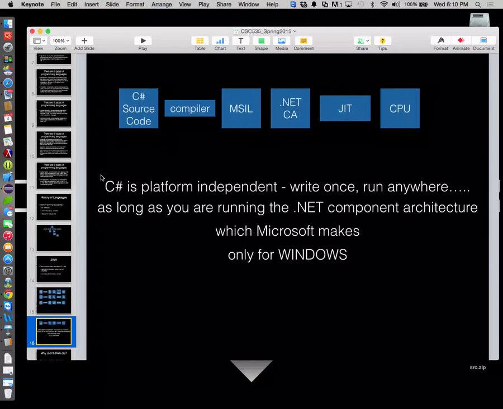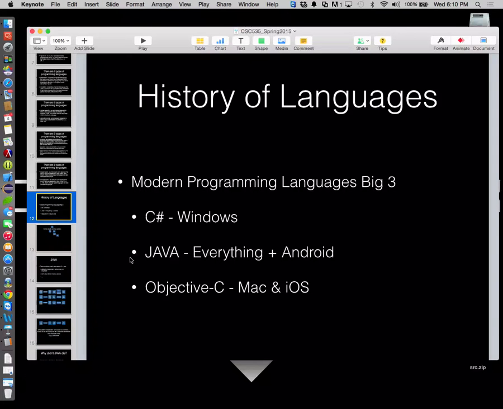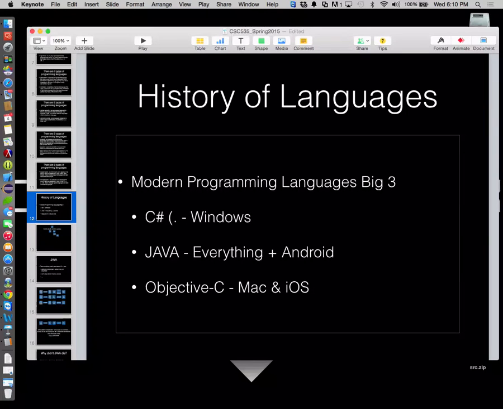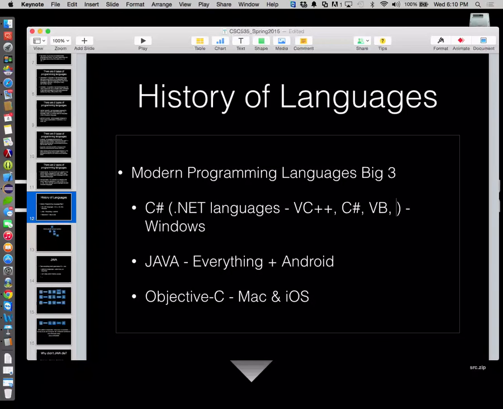Now, one last thing I want to throw in here that's kind of a perk of C# and the .NET languages. When you say C#, you can also say just the .NET languages. The .NET languages are Visual C++, C#, and Visual Basic. And there's also ASP.NET, which is kind of a competitor with PHP for web programming. So these are the .NET languages.